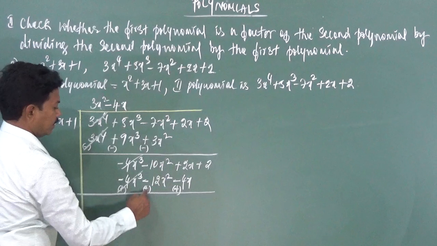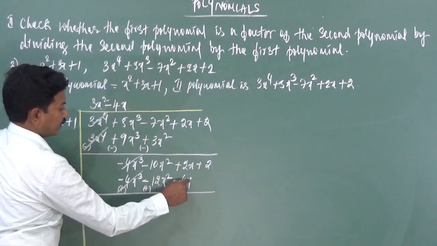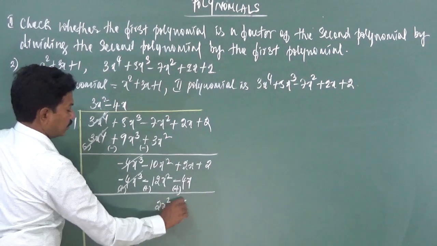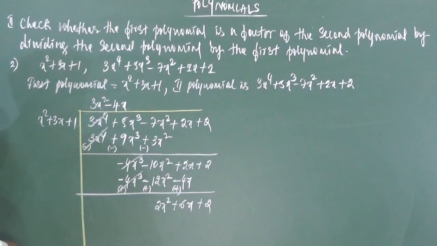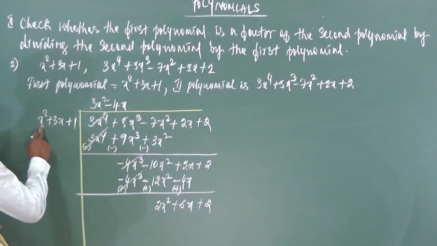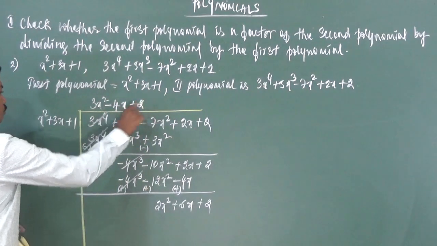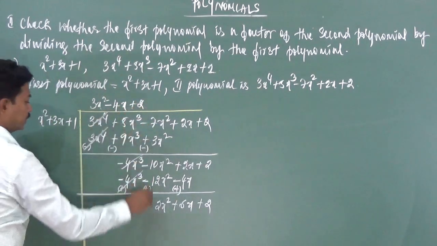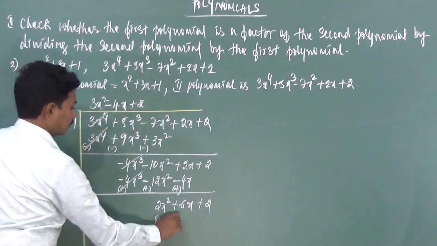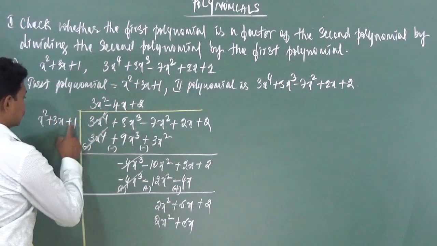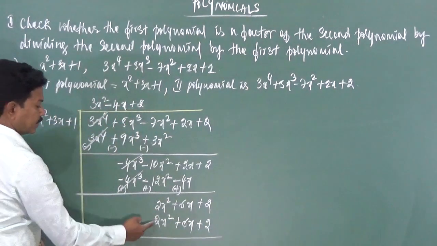Minus 10x square plus 12x square is 2x square, plus 4x plus 2x is plus 6x, and plus 2 we will write, we will carry that. So again, x square into what gives you 2x square? So it is plus 2. X square into plus 2 is 2x square, plus 3x into plus 2 is plus 6x, plus 1 into plus 2 is plus 2. So very simple, we will subtract this from this.